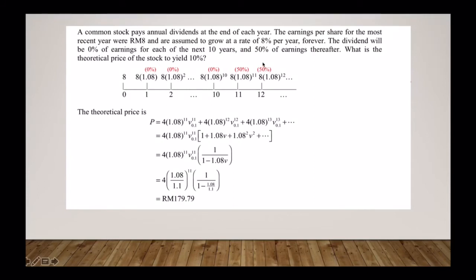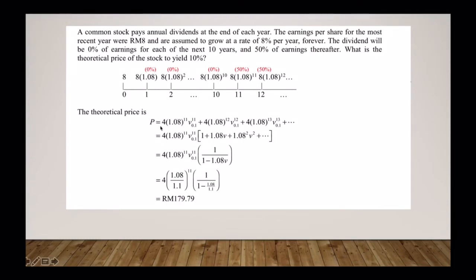However, it says 50% of earnings thereafter, which means that the 50% starts after year 11. We start at T equals 0 because it says that the most recent year's earnings were 8 RM. That is the reason we take T equals 0. So to find the theoretical price, we can simply substitute, which is 4 times 1.08 to the power of 11, because we want to find the PV at T equals 0.